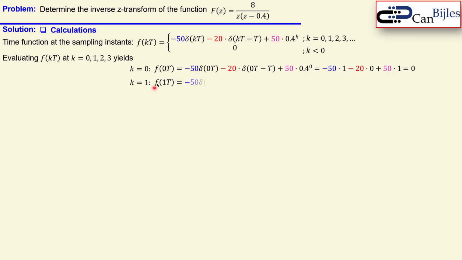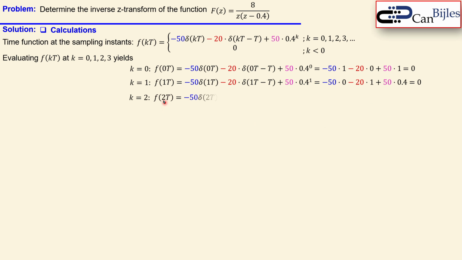For k is 1, we have f of capital T will be minus 50 times the Dirac delta function 1T. This is 0 because it is only valid for 0 in the argument, and this is 0 because T minus T is 0, so it means we have here now a 1. So in total we have minus 50 times 0, minus 20 times 1, plus 50 times 0.4 to the power 1, which is just 0.4, and that will also add up to 0. In this case we also have again a 0.